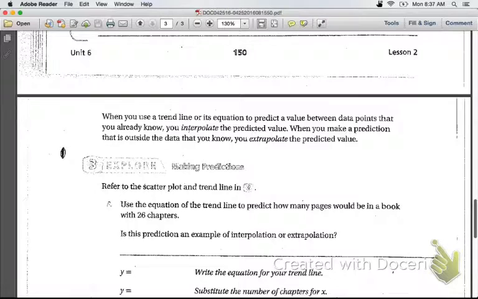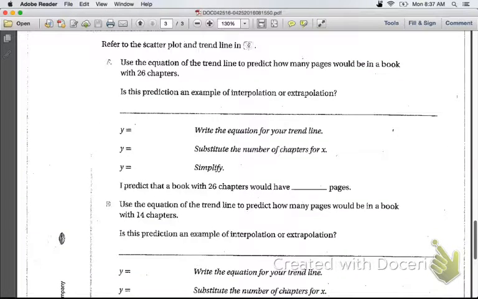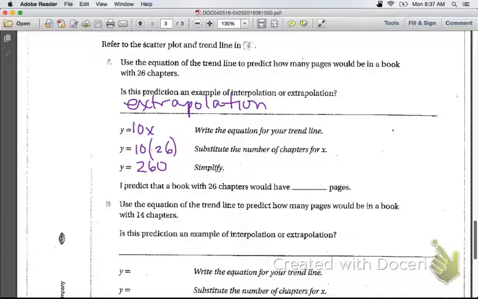So let's look at example 3. In example 3, this would be an extrapolation. You have the equation of your trend line. You're going to substitute in that value for x. You know it to be 26 chapters. So you simplify. I predicted the book with 26 chapters would have about 260 pages.